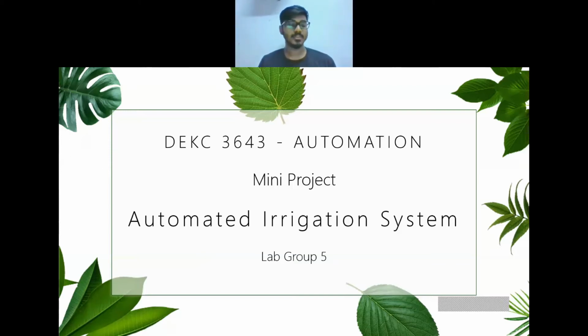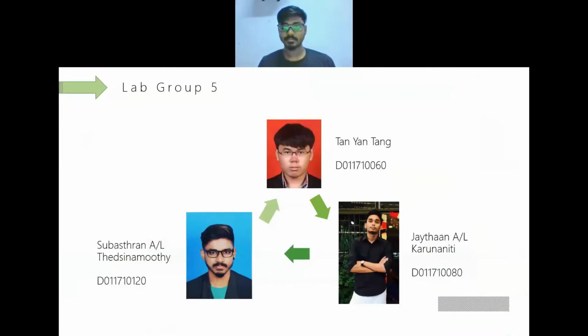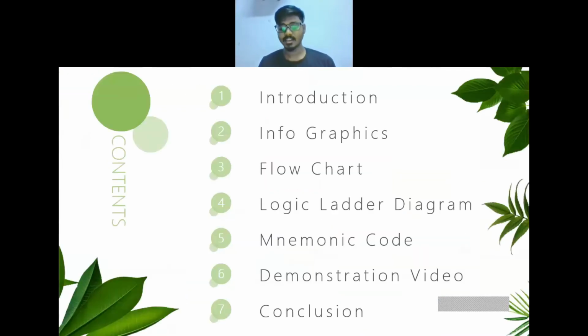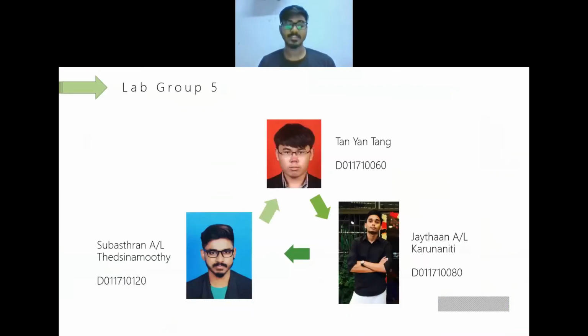The title of our automation mini project is Automated Irrigation System. We are from Lab Group 5 and our teammates are Yan Tang, Jaythaan Karunaniti and myself, Subasthran Thedsinamoothy.